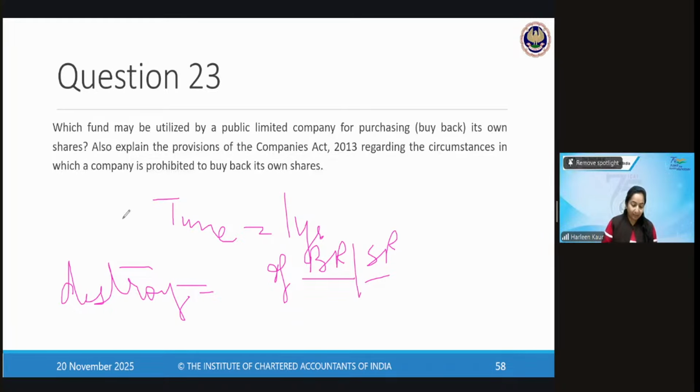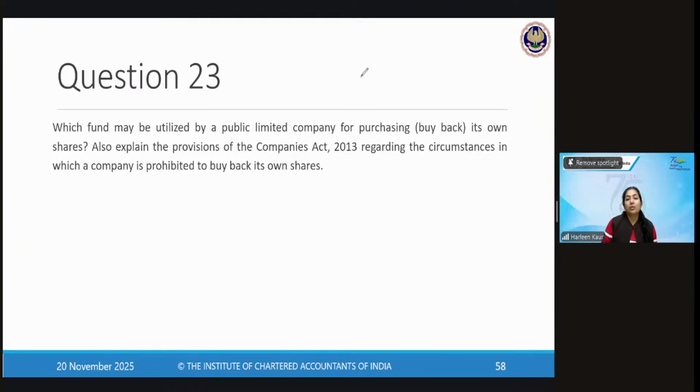Should have revised it. And the next buyback cannot be done in how much time period? Achha, this we have done, 1 year. The fresh issue cannot be done for how long? Fresh issue cannot be done in the next 6 months. Very good. Which fund may be utilized for purchasing buyback of shares? Explain the provisions regarding which the company is prohibited to buy back.